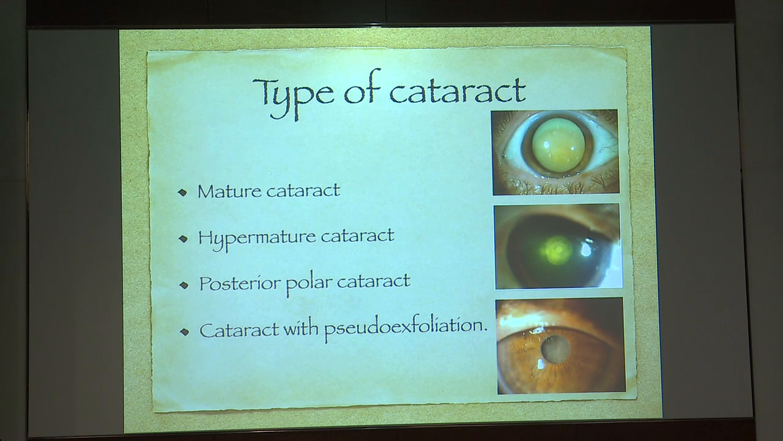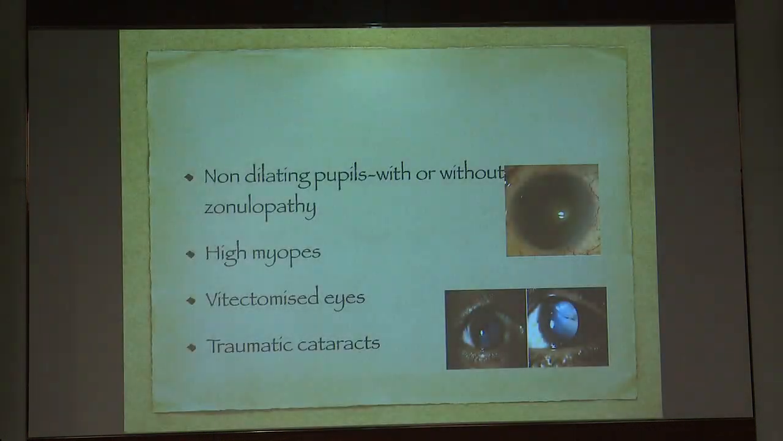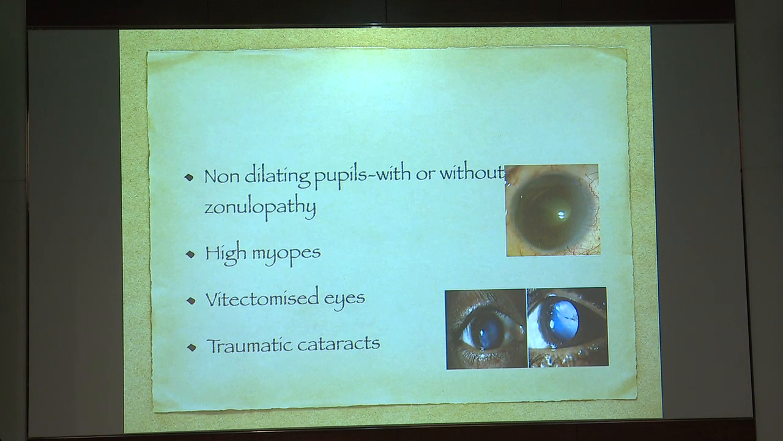We have to see what the type of cataract is, whether it is a mature cataract or an intumescent cataract, if there is any zonular weakness or any phacodonesis, any fibrotic capsule, or if the cataract is of posterior polar type, or if there is any pseudoexfoliation, if the pupillary size is proper, whether the pupil is dilating or not, if the patient is a high myope, or if it is a vitrectomized eye, then the chances of PCR will be more.